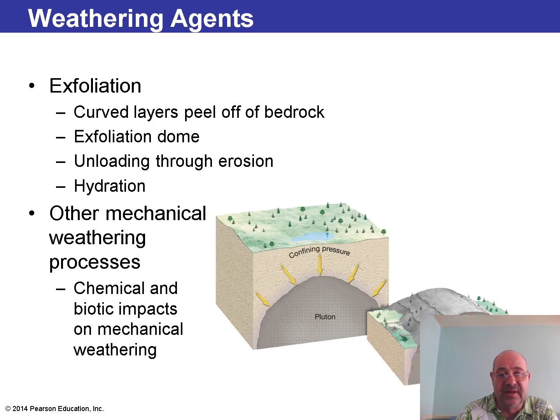All right, exfoliation. This is like dome rock out in Yosemite. Curved layers peel off the bedrock. Exfoliation dome. So what happens is you've got this bedrock, but it's in layers, stratified layers, and the moisture gets between the stratification. And so when a piece breaks off, the whole thing slides off like an onion peel. Okay, it's just like doing an onion. You're slicing it, and that whole section, or like a tree ring, that whole section is going to come off. Okay, and it's unloading through erosion and hydration. Hydration means water.